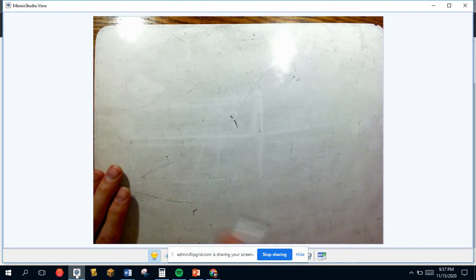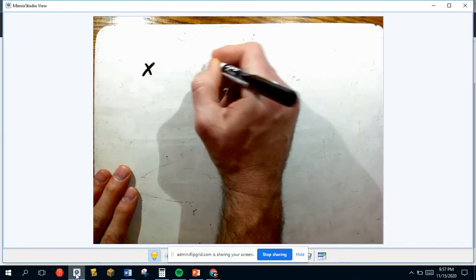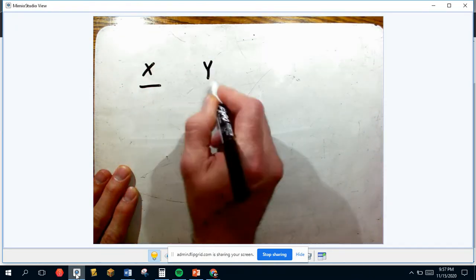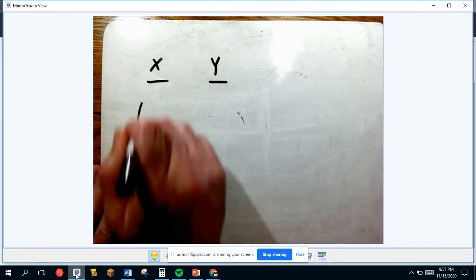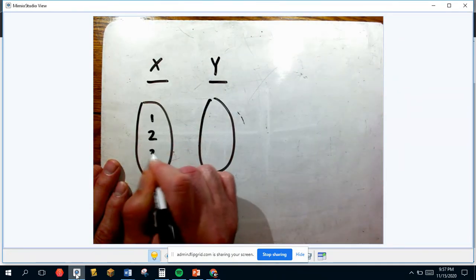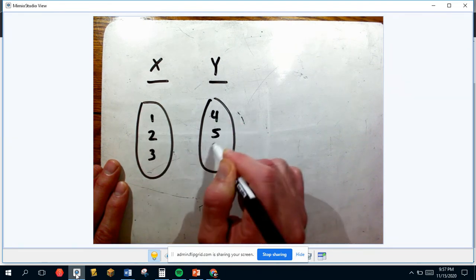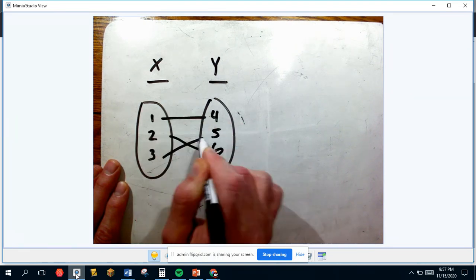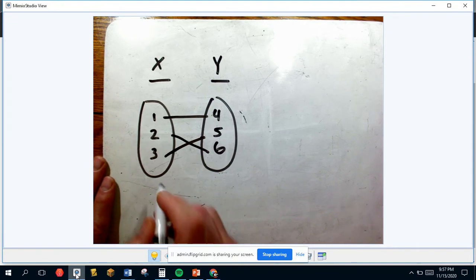Okay, we have a video here on A16. On assignment 16, it's going to start by giving you what we call a mapping diagram, which looks like two ovals with some numbers in it connected. It'll look something like this. And the first thing it's going to ask: what's the domain and range?